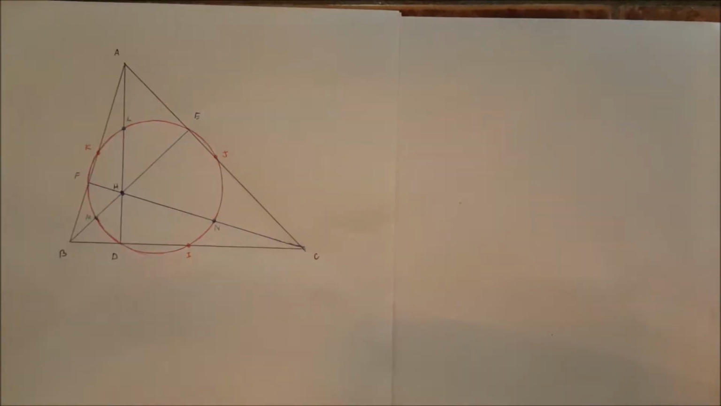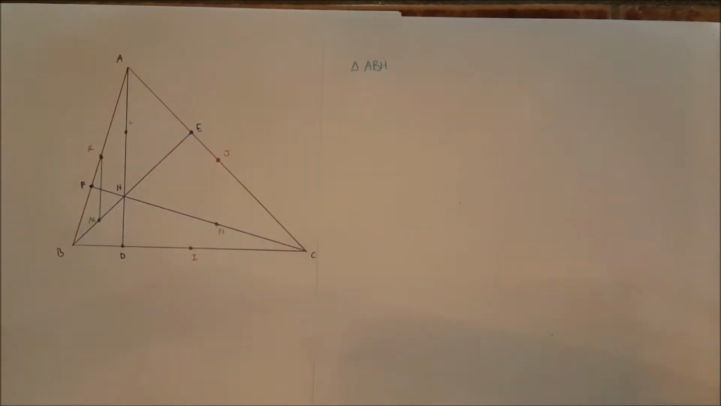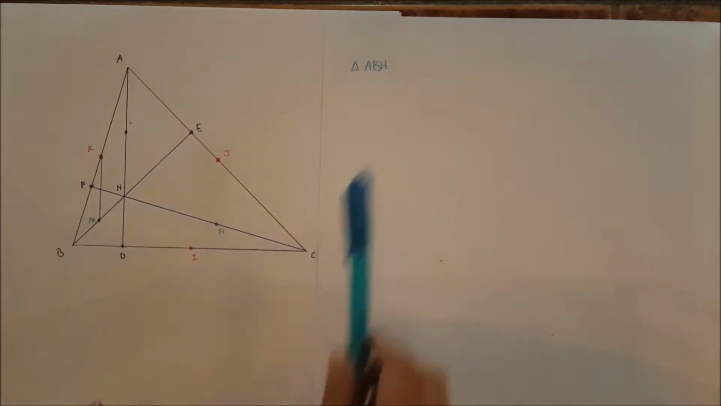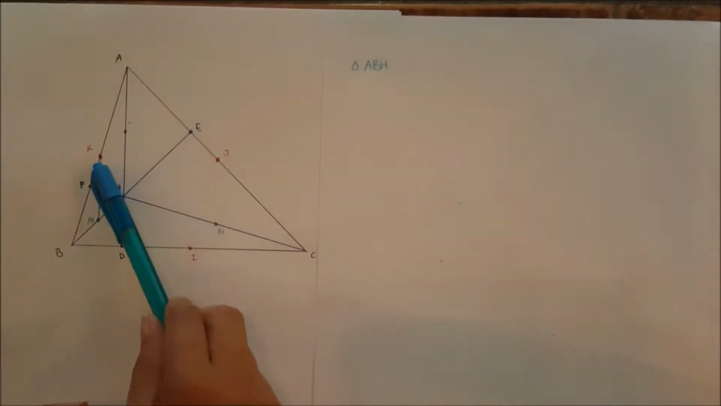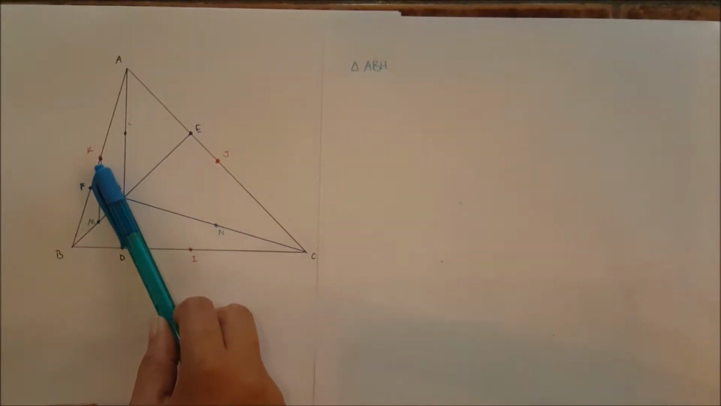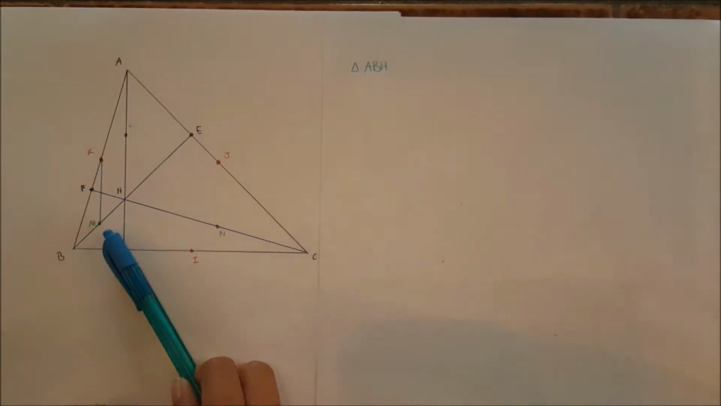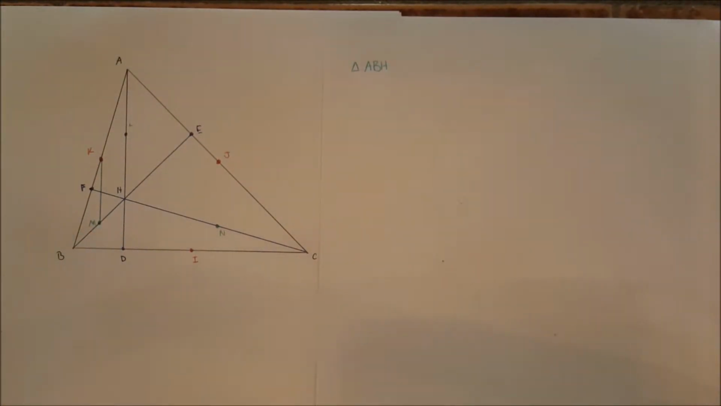So now we're going to prove why these points lie on this circle. We're going to start off by looking at triangle ABH, as it's written right here. We can see that K is the midpoint of AB and M is the midpoint of BH. I already connected the 2 points to make a segment. So the segment is KM.